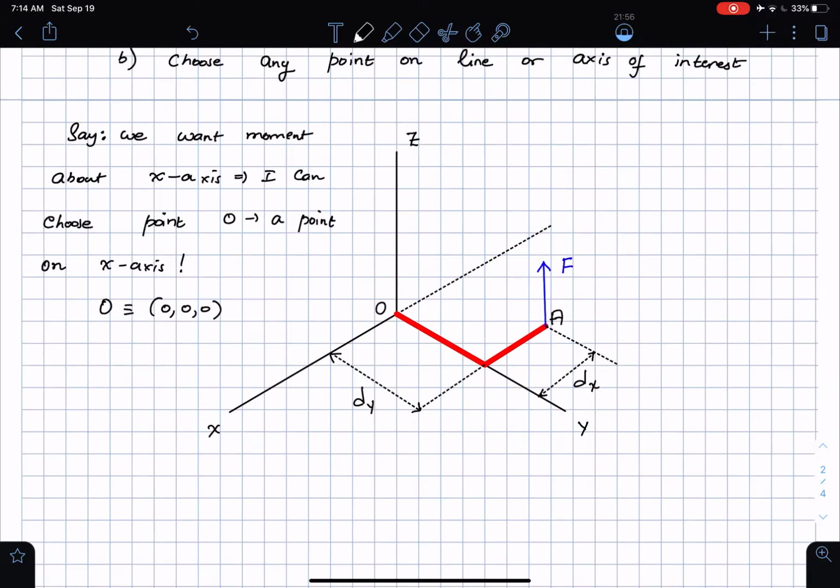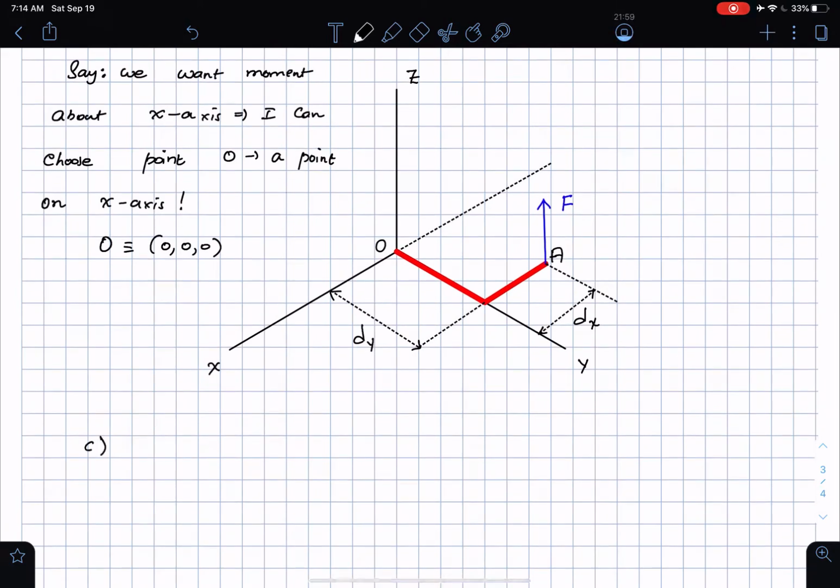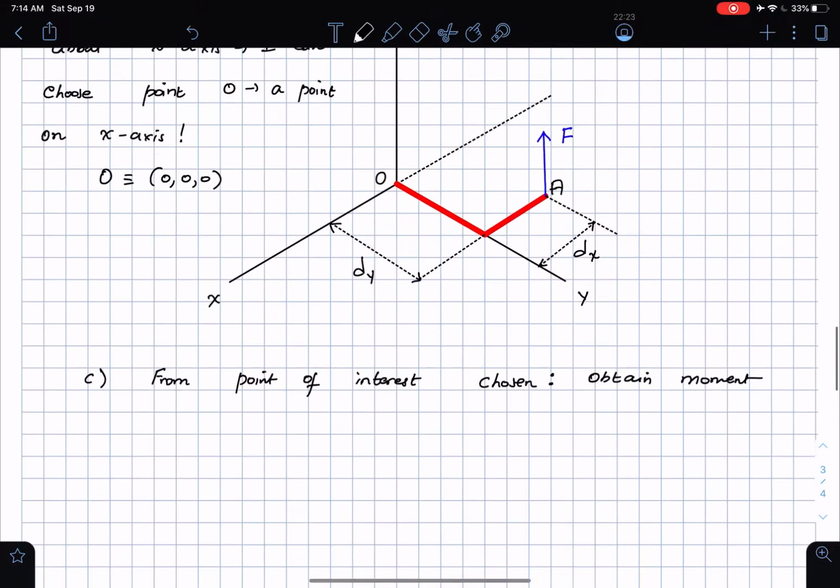And then my third step is the following. I'm going to scoot up a little. So my third step: from the point of interest chosen, obtain the moment of the force about the chosen point. The point of interest that is chosen is point O, and if I want to find the moment of the force about the point O, what do I do? This is typically what I do.